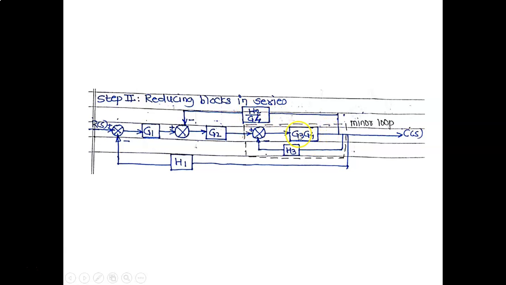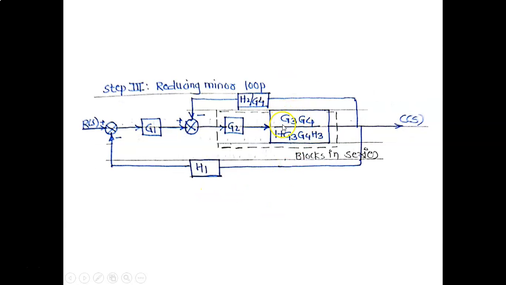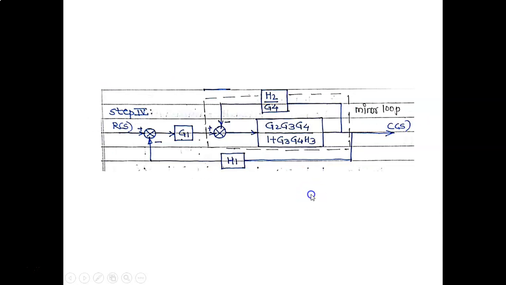Now this G3 G4 and H3 along with this summing point, they are forming minor feedback loop. Therefore its equivalent block will be G3 G4 divided by 1 plus G3 G4 H3. Therefore same value will be here, G3 G4 divided by 1 plus G3 G4 H3. Now this block along with G2, they are in series, they will get multiplied with each other. Therefore G2 G3 G4 divided by 1 plus G3 G4 H3.